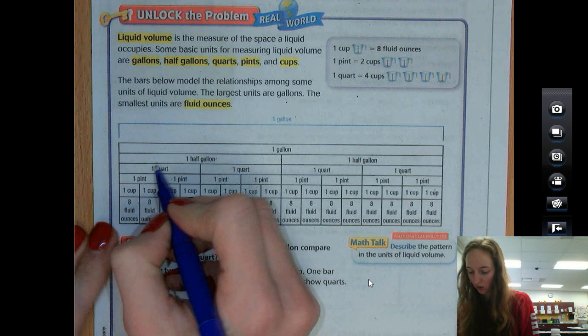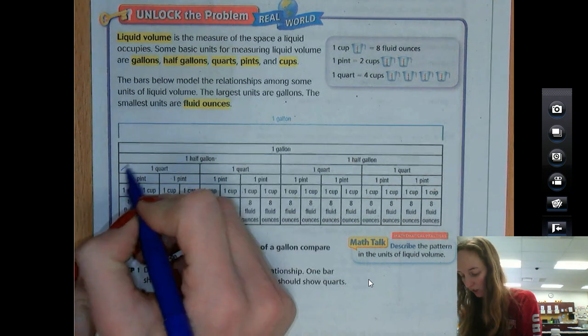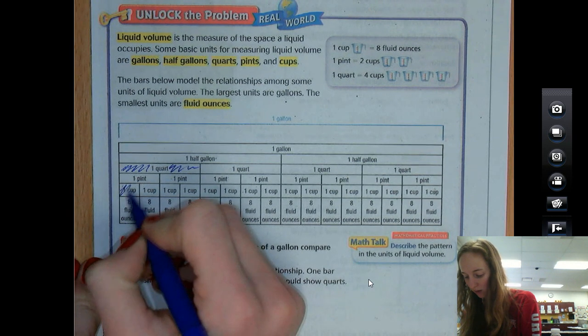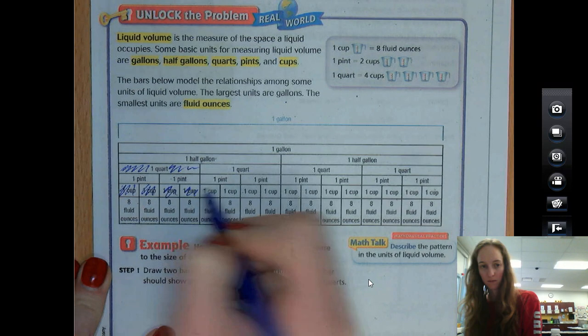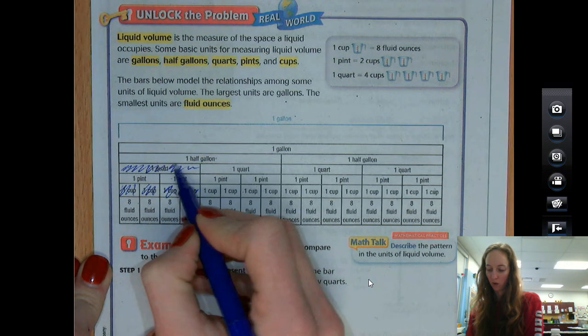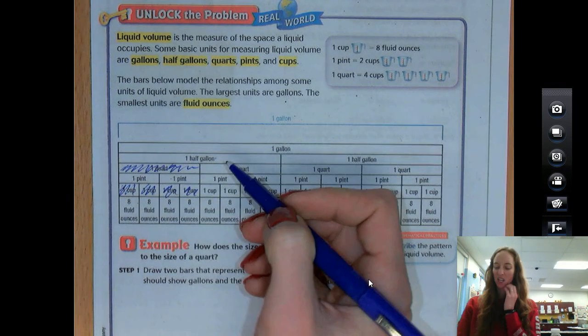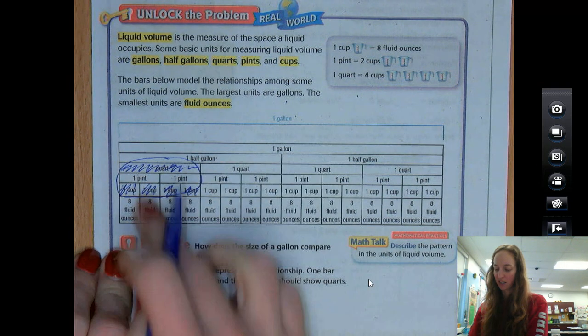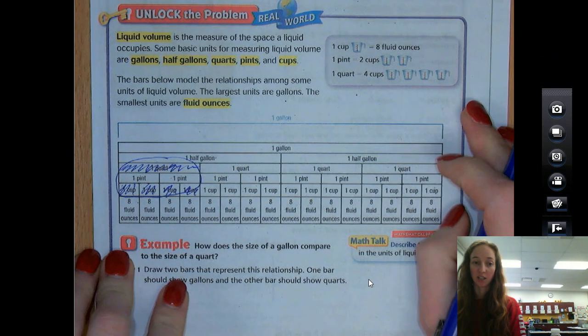Here's 1 quart. I can shade in 1 quart, which is the same as 4 cups. 1, 2, 3, 4. It's just showing you that 1 quart is the same as 4 cups. They equal the same amount. So this is kind of the same thing as using Gallon Man. Gallon Man is just easier to see.